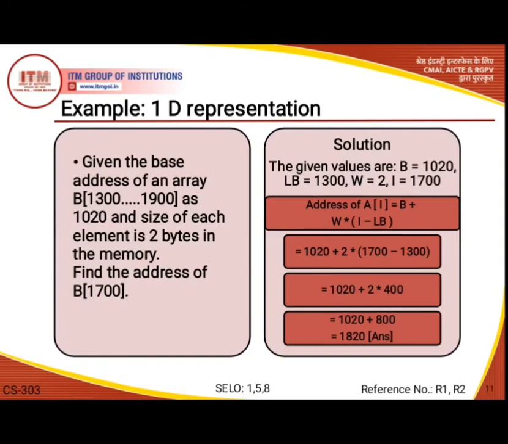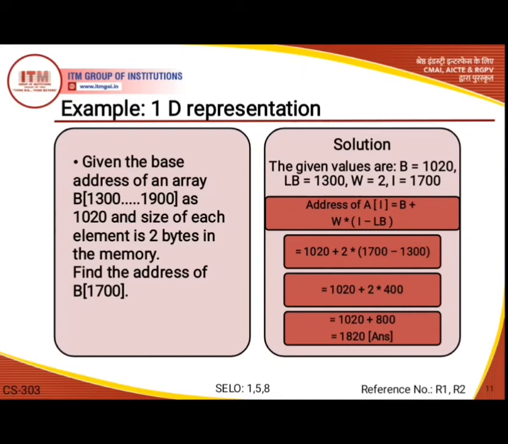Now we just put these values from the proper position to the proper position. So here as base I am just writing 1020, then plus W is 2, so I am putting 2 here. And then I is 1700, so here I am putting 1700. And then minus LV, lower bound is 1300, so here this 1300 is put down.